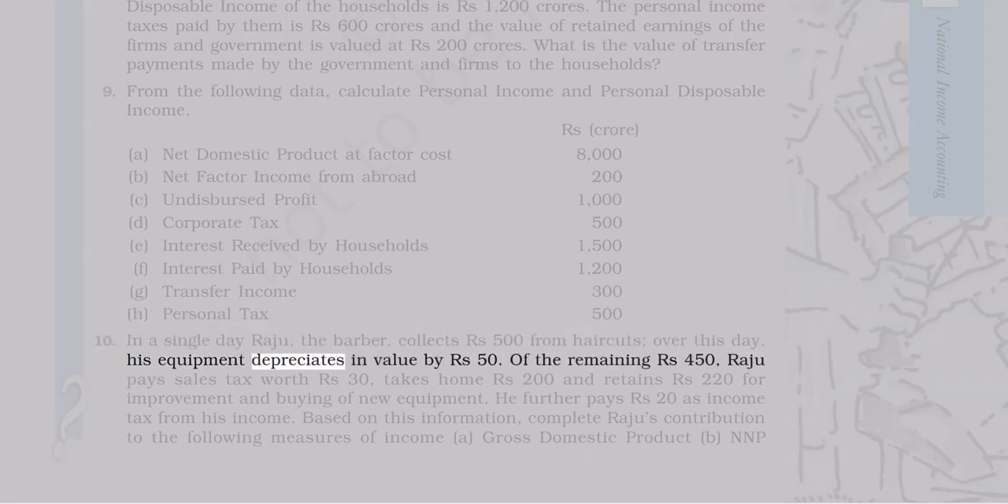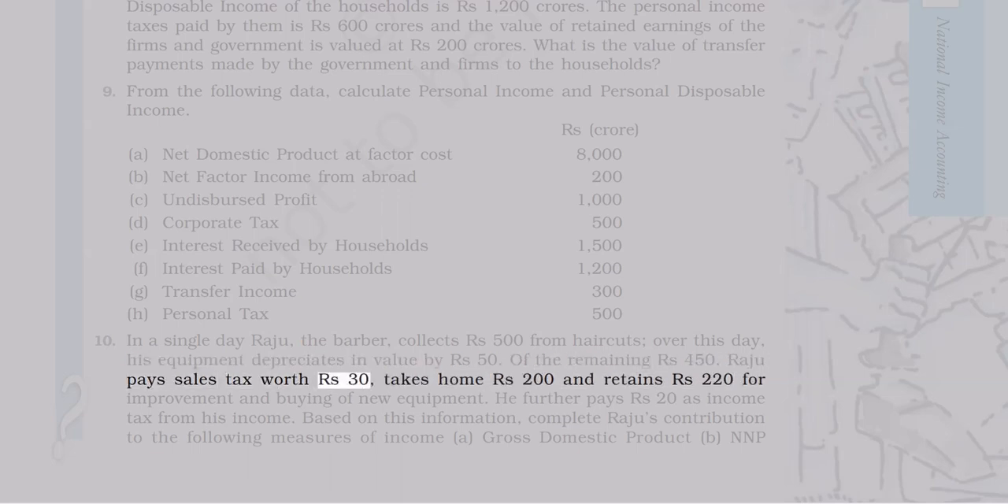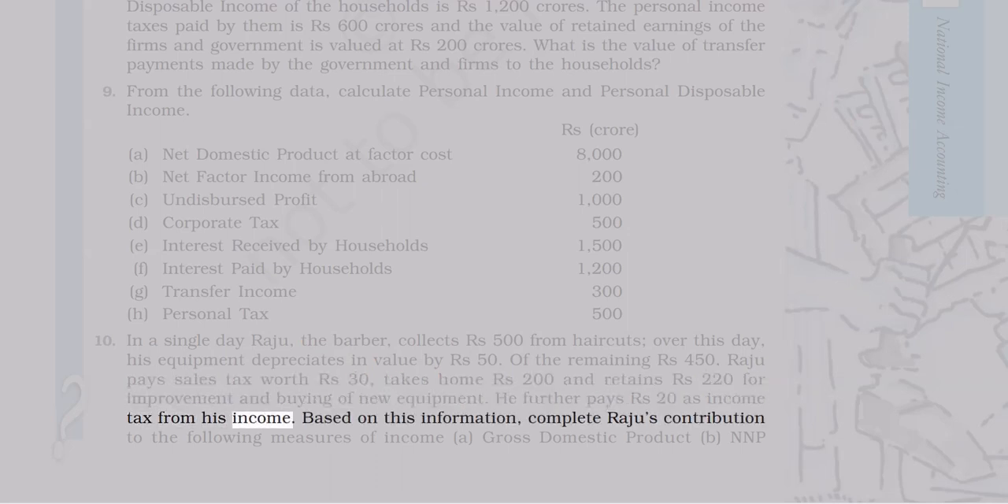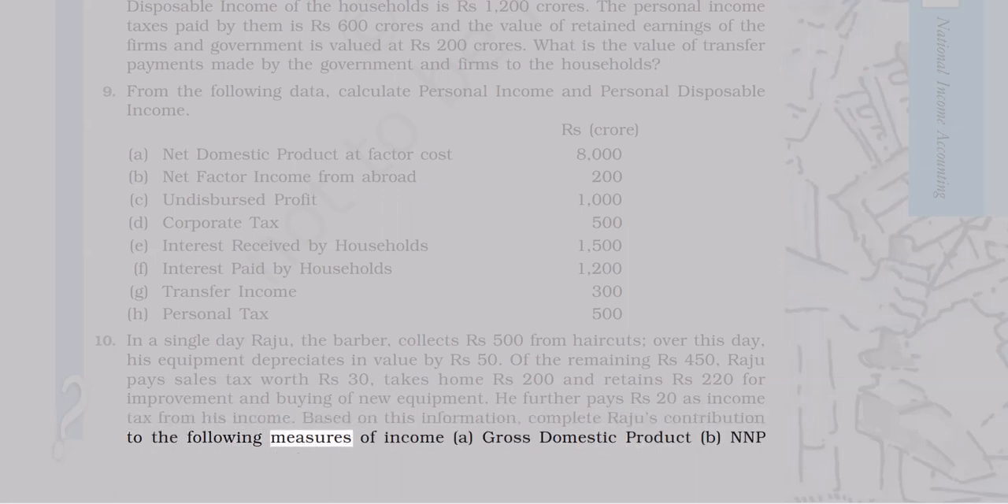Over this day, his equipment depreciates in value by 50 rupees. Of the remaining 450 rupees, Raju pays sales tax worth 30 rupees, takes home 200 rupees, and retains 220 rupees for improvement and buying of new equipment. He further pays 20 rupees as income tax from his income. Based on this information, compute Raju's contribution to the following measures of income: A. Gross domestic product. B. NNP.